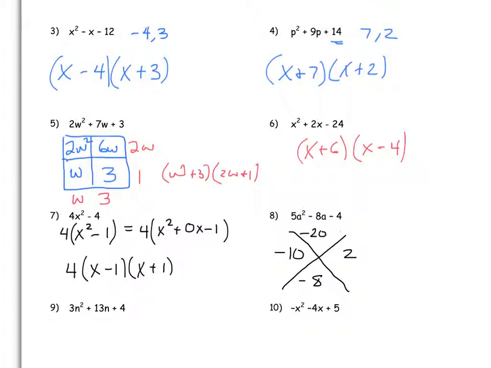And then we take our original leading coefficient, which would be 5a, and we put that over both of those, and then we reduce those fractions. So that would be a over a negative 2, and 5a over 2, which doesn't reduce. So that factors to a minus 2, 5a plus 2. And that's the diamond method.